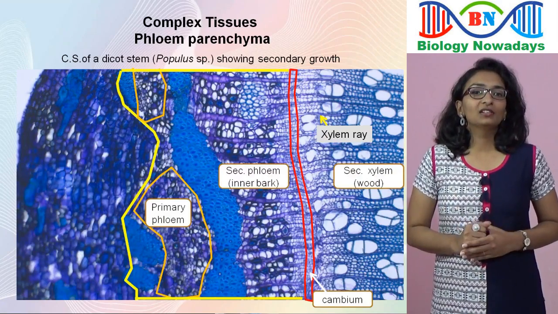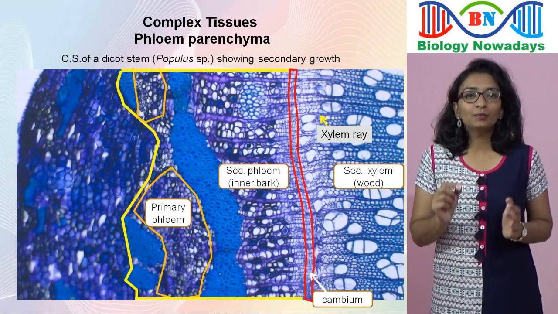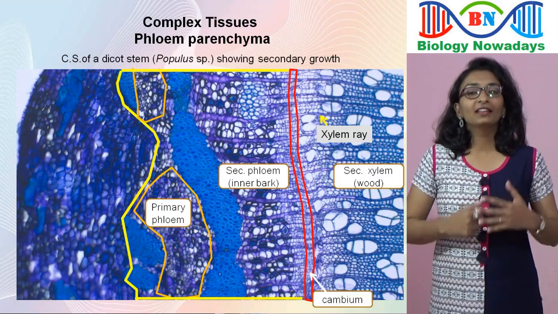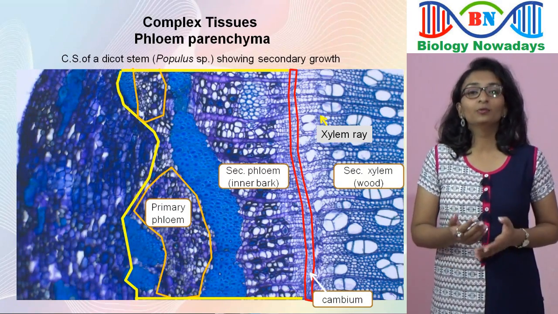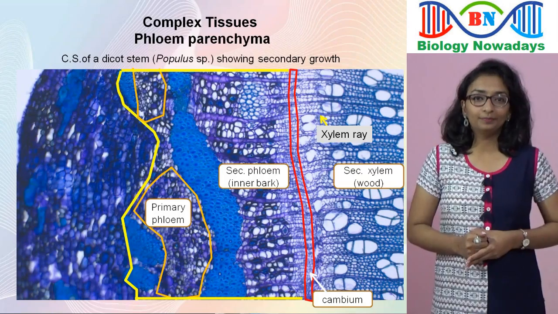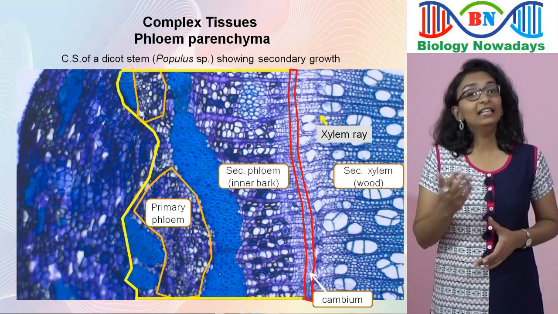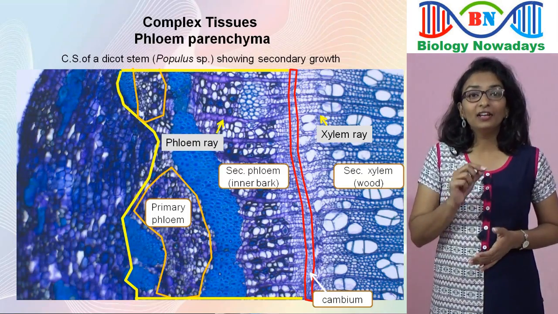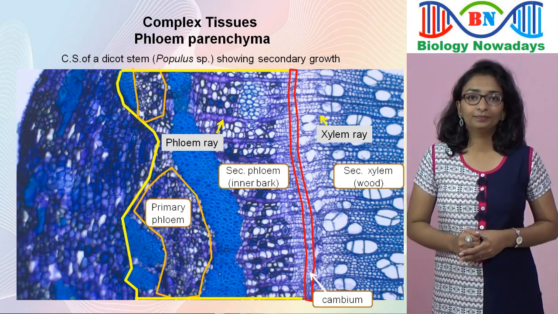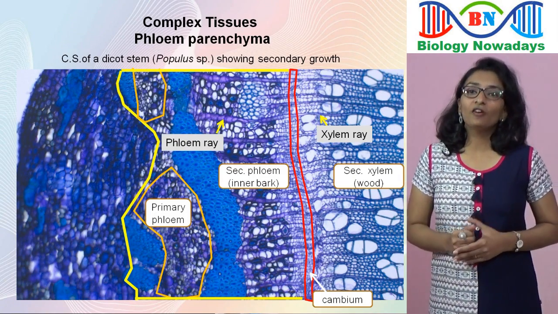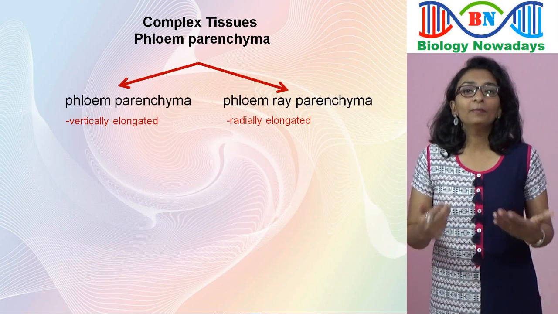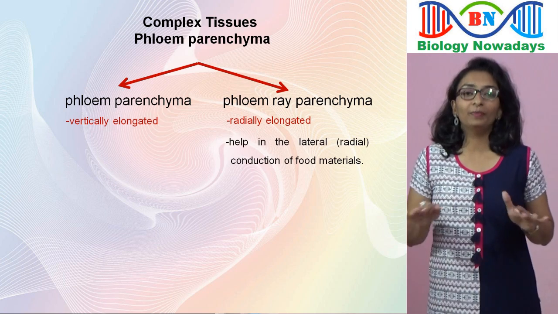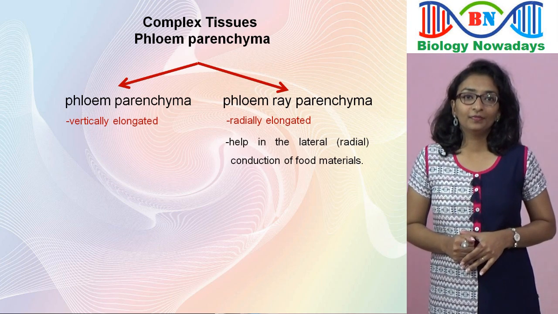From this cross section, it is difficult for us to correctly spot the phloem parenchyma cells because the sieve tubes and the companion cells are also thin-walled like parenchyma cells. But you can easily identify the phloem ray parenchyma cells as they are radially elongated cells. Besides storage of food materials, phloem ray parenchyma also helps in lateral conduction of prepared food materials.